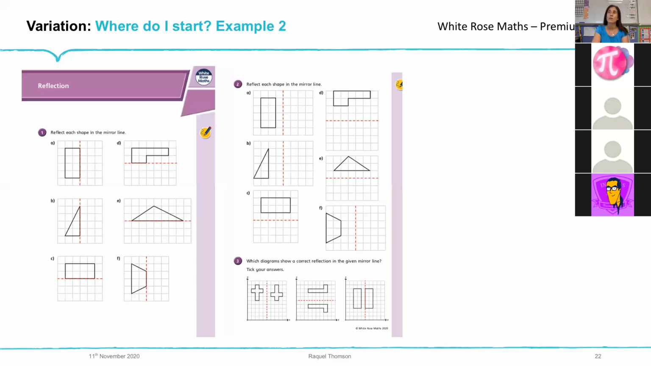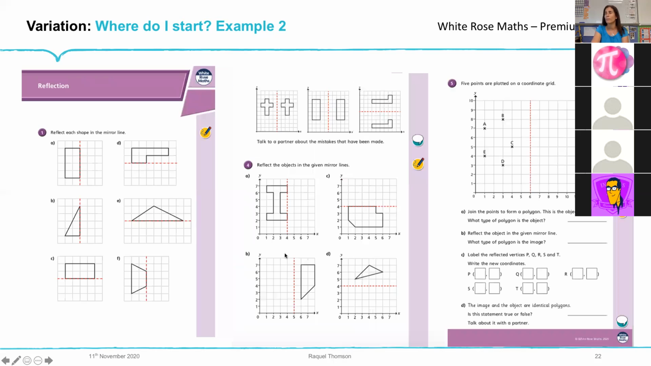Another example, in terms of reflection. You will notice that the mirror line is right next to the shape here. We start with simple shapes, then more complex shapes, a compound shape, then a triangle with no right angles, and then a trapezium. Then the mirror line gets shifted away from the shape, and it becomes harder and harder each time. Then they have to spot the mistakes, then reflect even harder objects, and then move on to coordinates and so on.